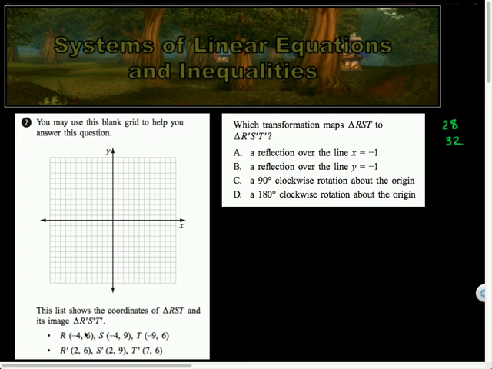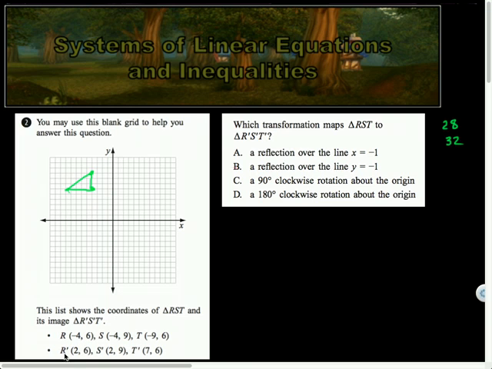So to plot these points, remember that ordered pairs are listed as x comma y. So -4, 6 would be over 4 up 6. I'm just estimating, it's probably about there. There's R. S would be -4, 9, so that would be like 3 points higher. And T is -9, 6, so 5 away, something like that. So here's our triangle, there's our original, the OG triangle we've got going on there.